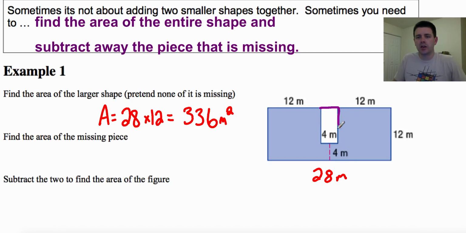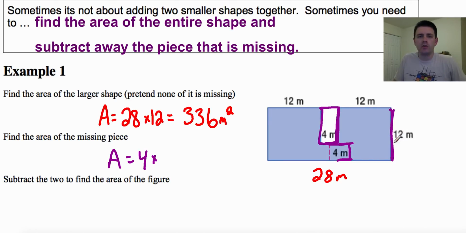Well, this little section here is also a rectangle. It's got a base of 4. So for area, I'm going to do base times height. My height is this distance here, going up and down. I don't know what that distance is, but I can figure it out. I know that this distance from here to here is 4 meters, and I know the whole distance, top to bottom, is 12. So I just need to figure out what this other piece is so that together they total 12.